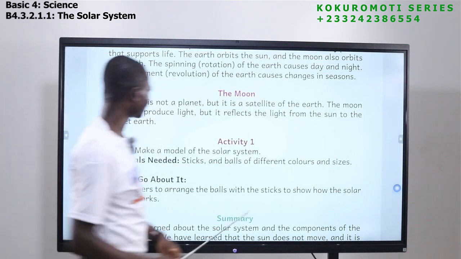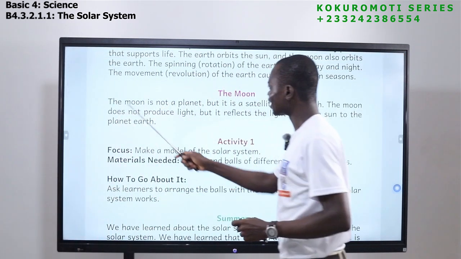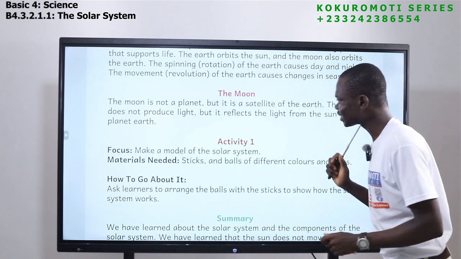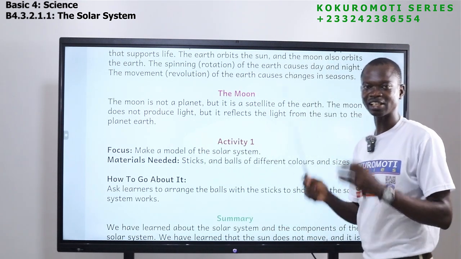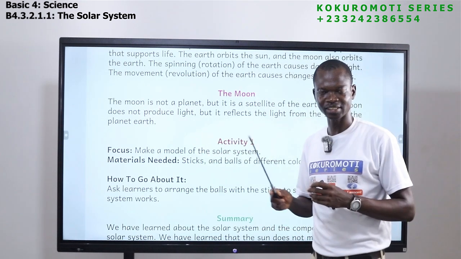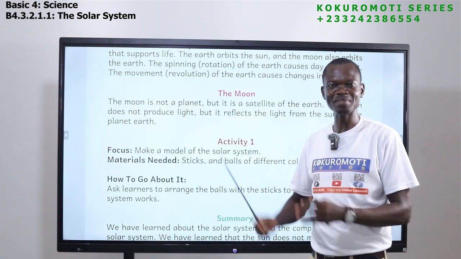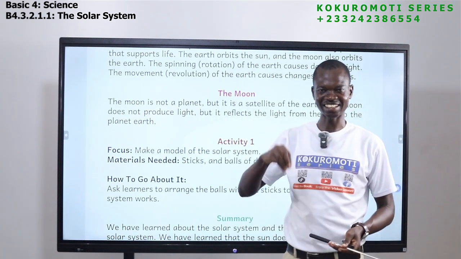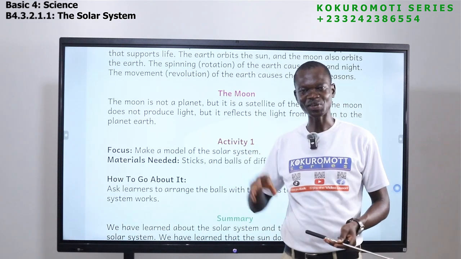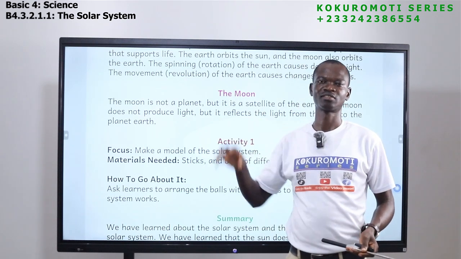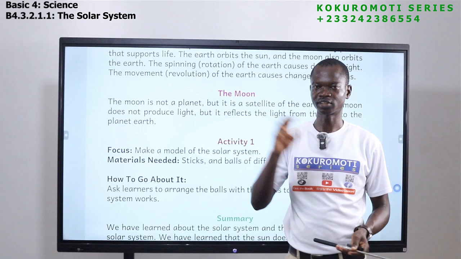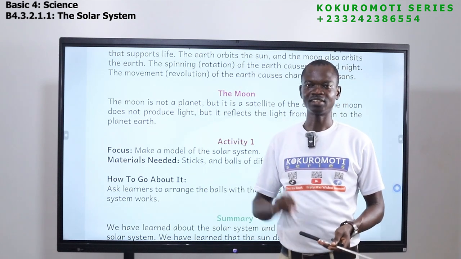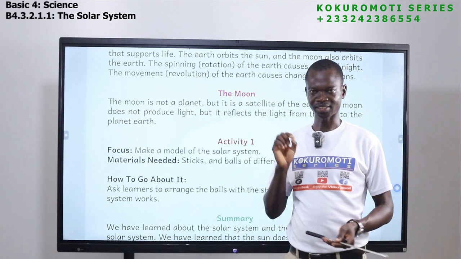Let's look at the moon. The moon is a planet. Sorry, the moon is not a planet. Listen, please. The planets are the bodies that go around the sun. So we have the sun at the center and the 8 planets. All the planets go around the sun. They revolve around the sun.